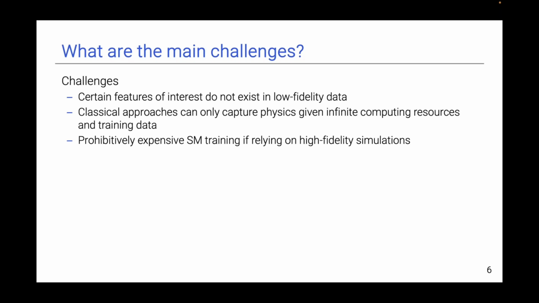So the main challenge is that we want to use low fidelity data, but it doesn't have a lot of the physical features. For instance, going from Euler to RANS, we introduce viscosity. Going from RANS to even higher fidelity like LES, we resolve the finer scales. So that is a challenge in the low fidelity data. We can run these high fidelity simulations, but they require immense computational resources and a lot of time to really capture the physics we're interested in. So they can be prohibitively expensive, especially when it comes to training these surrogate models.